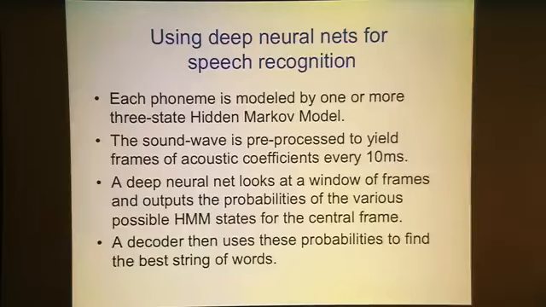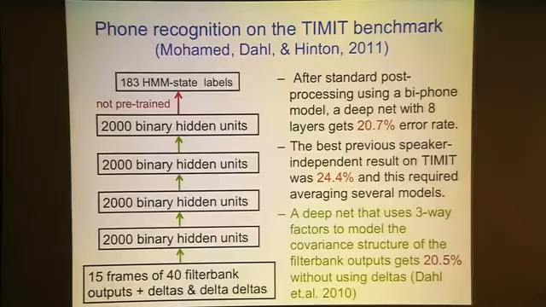So some early research in that area was done by George Dahl and Abdel-rahman Mohamed. And they used a net like this. They started off with Mel-cepstral coefficients here, but after a while they switched to filter bank coefficients, which are a less preprocessed form of speech and actually work better with deep neural nets.